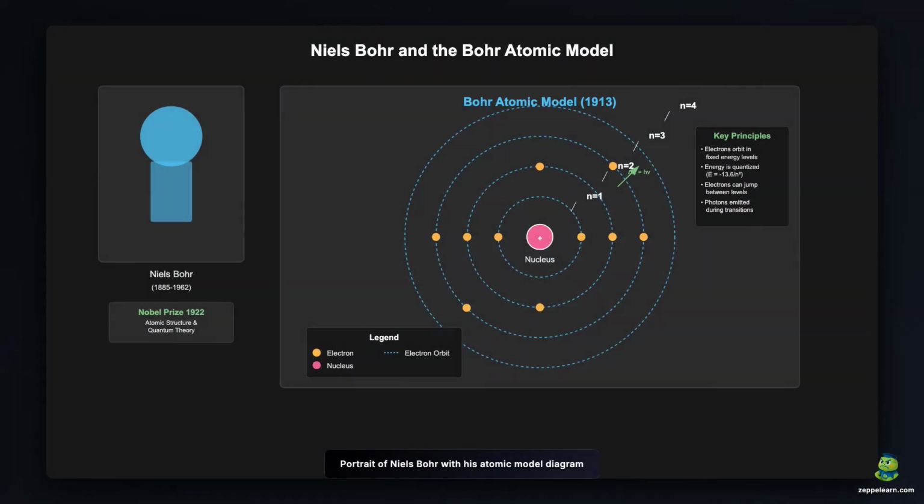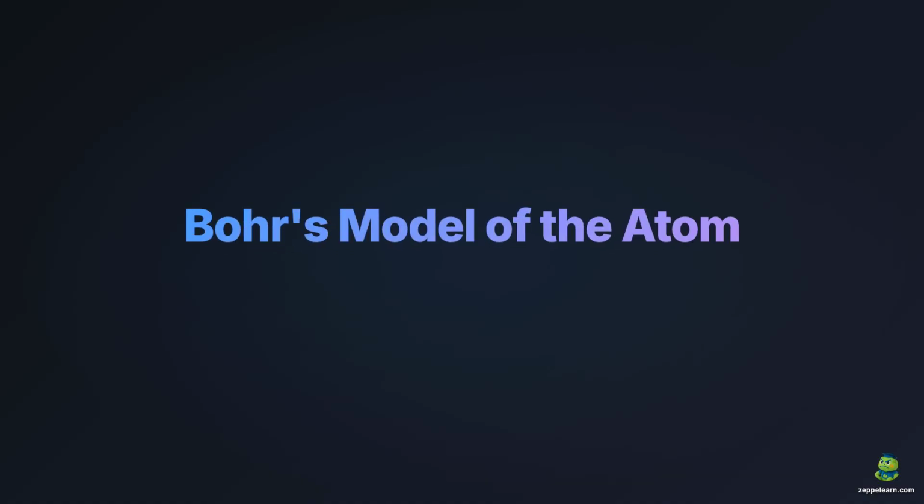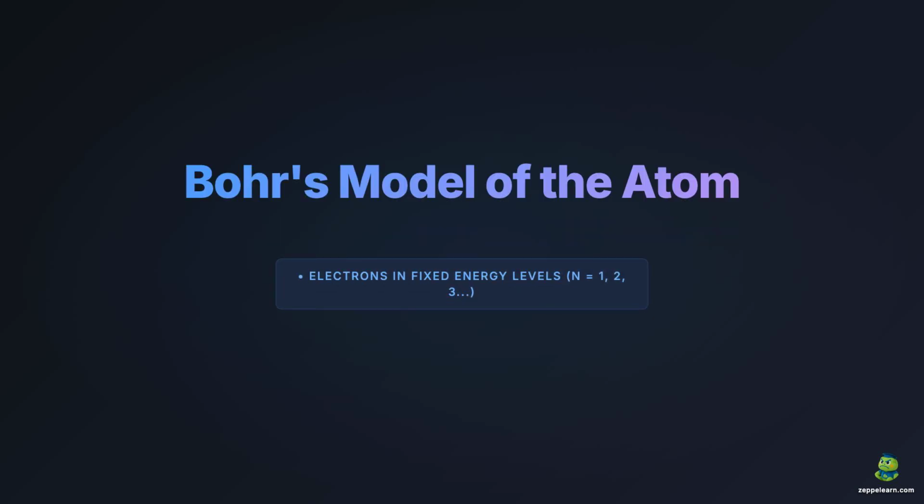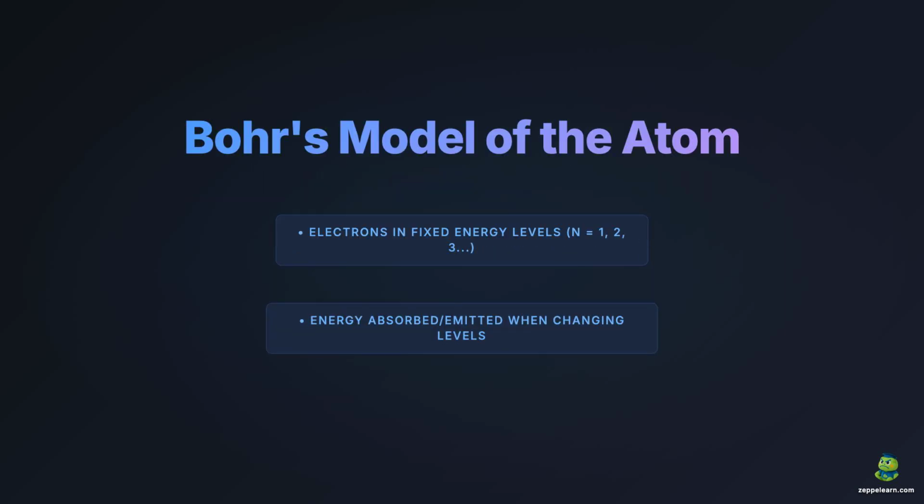This shows Niels Bohr, the Danish physicist who proposed the first successful model of atomic structure with electrons in fixed orbits around the nucleus. In 1913, Niels Bohr proposed that electrons orbit the nucleus in fixed energy levels, like planets around the Sun. Electrons occupy specific energy levels or shells, numbered 1, 2, 3, and so on from the nucleus outward. Electrons can jump between these levels by absorbing or emitting specific amounts of energy as photons.